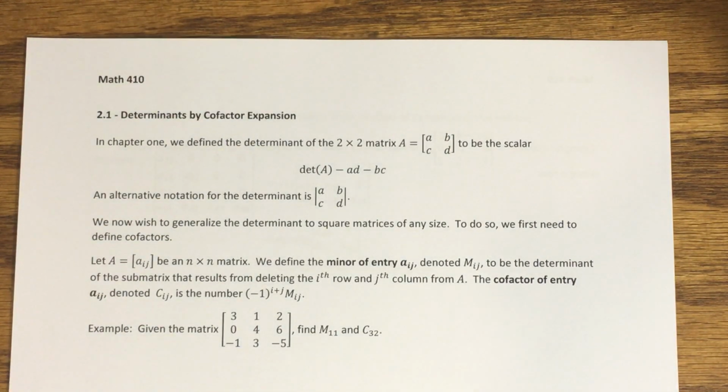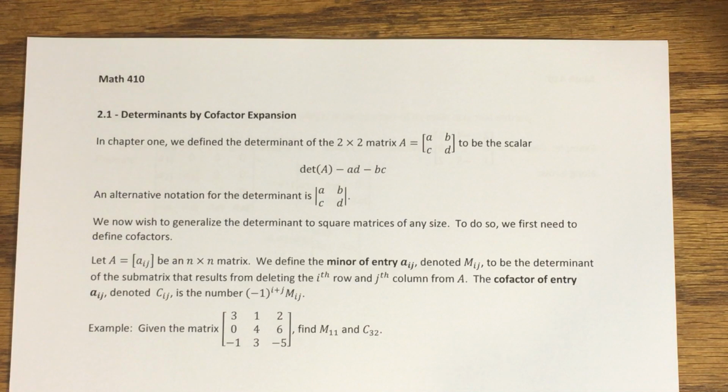In chapter 1, we introduced the definition of a determinant for a 2 by 2 matrix. And I had mentioned in that section that the determinant is something that we can do on any square matrix, any n by n matrix. But we were leaving it to chapter 2 to give a definition for that. So we're going to do that now.